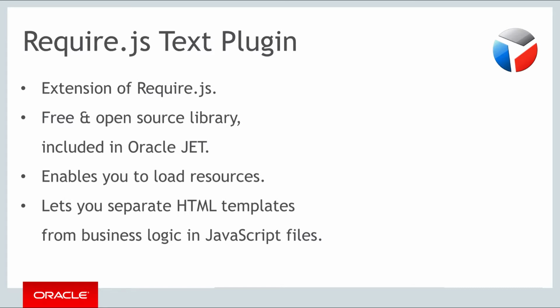In Jet, Require.js Text lets you separate your HTML templates from your JavaScript files. By separating your business logic from your templates, you're able to separate the concerns of business logic from those of the view. For example, UI designers can independently work on the user interface of an application, while JavaScript developers work on the underlying business logic.